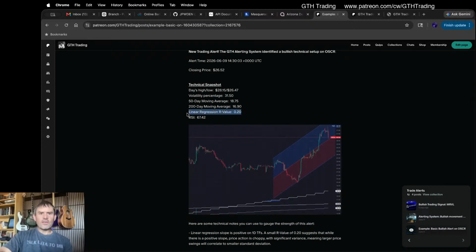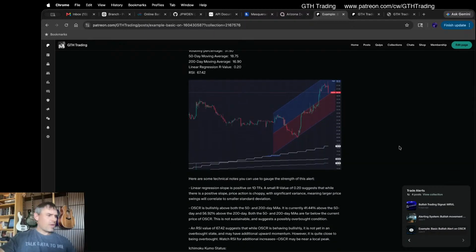You get the R value, but as part of the analysis the linear regression must have a positive slope on the 1 hour and the 1 day time frames. If there's not a positive slope on both of those time frames, as one of, I don't know, a dozen criteria, then the signal never kicks off. And then RSI. This is the 1 day RSI. It's trying to tell us whether we're overbought or oversold, essentially.